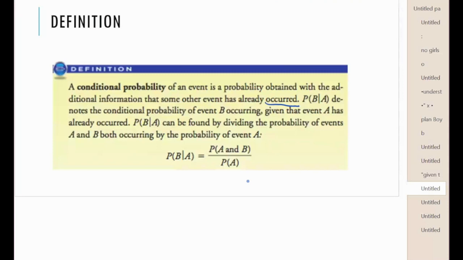But the proper definition is really, it denotes, I have probability of event B given A. It denotes the conditional probability of event B occurring given that event A has already occurred or happened. And the proper way to find this probability is you divide the probability of the events A and B, both occurring, and then you divide it by the first event that happened. So this is the first event. And this is when both events occur.